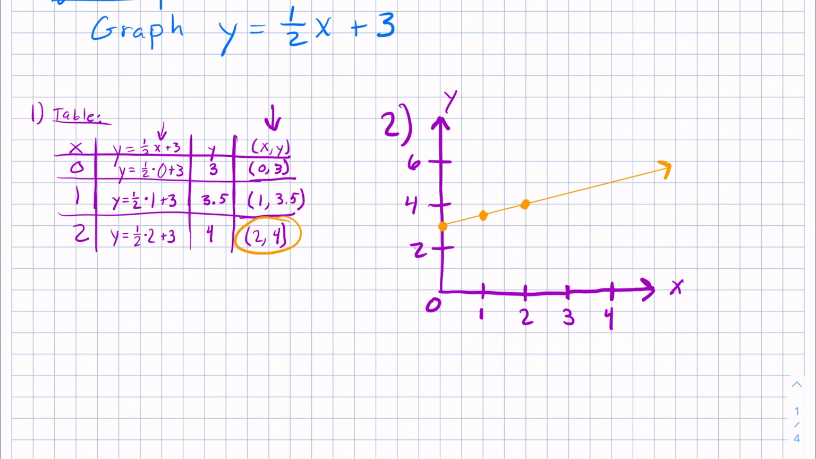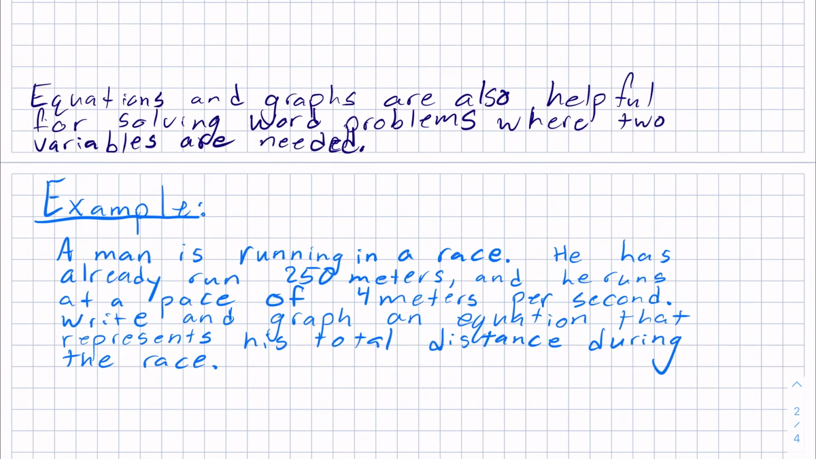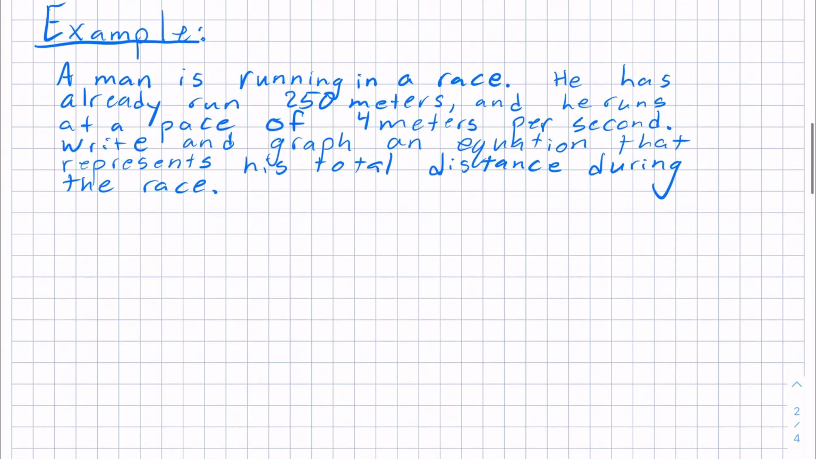That's how it's done. So, equations and graphs can also be helpful for solving word problems where 2 variables are needed. So, for example, I have another word problem down here. It says a man is running a race. He has already run 250 meters. I'm going to highlight that because that's important. And he runs at a pace of 4 meters per second. I'm going to highlight that too. That's important. Write and graph an equation that represents his total distance during the race.